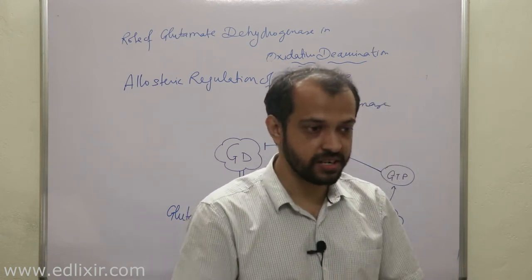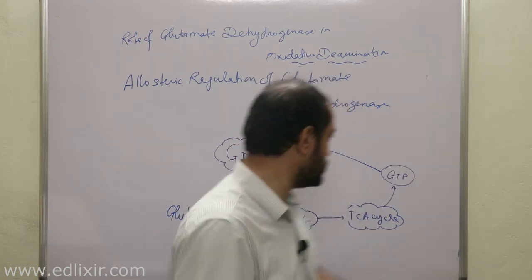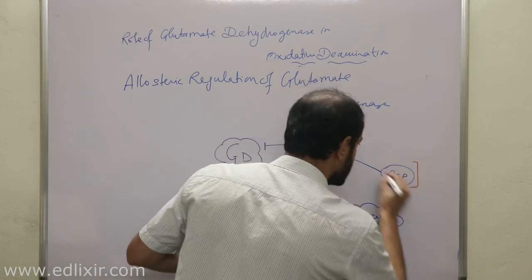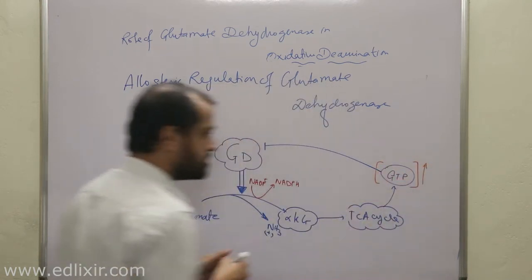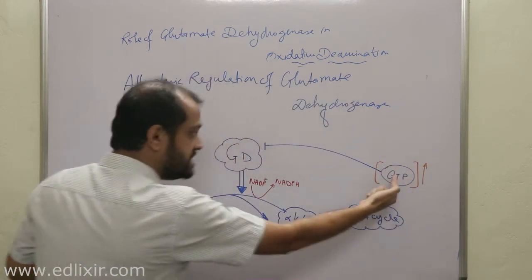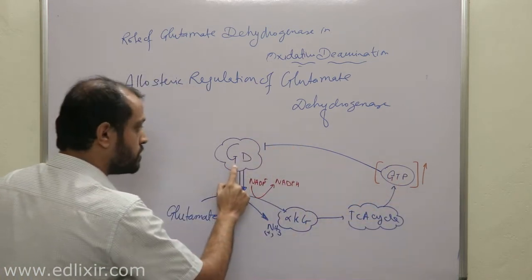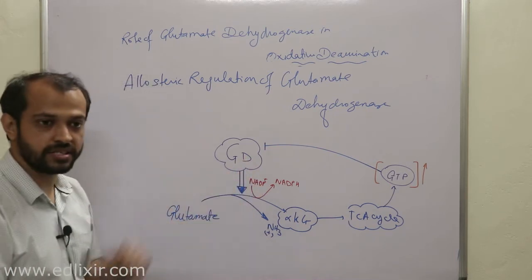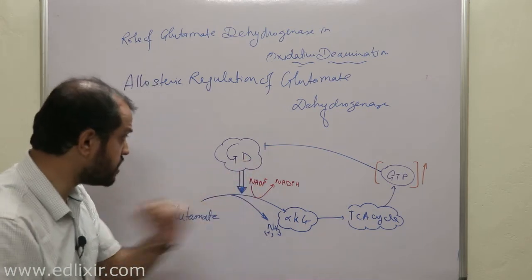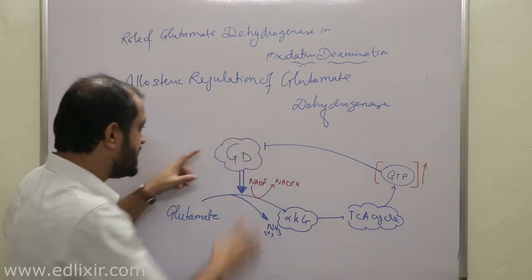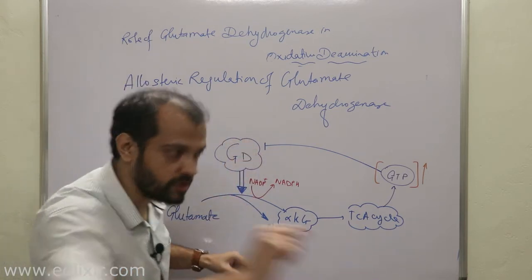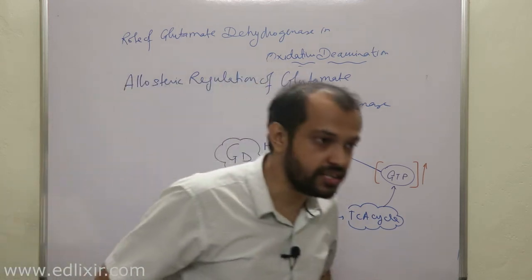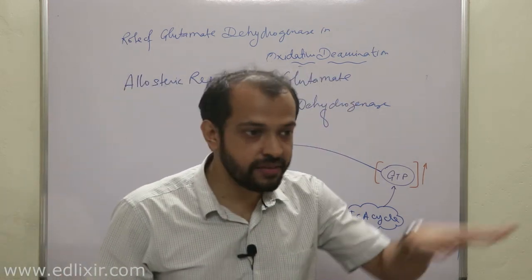Guanosine triphosphate, adenosine triphosphate, all these are what? Nucleotides, right? Now listen, whenever the concentration of GTP increases, then GTP actually inhibits this glutamate dehydrogenase. Clear? GTP inhibits glutamate dehydrogenase. That means glutamate dehydrogenase will be inactivated. Now listen with all your attention. Glutamate dehydrogenase will be inactivated when the cell has its energy levels right.